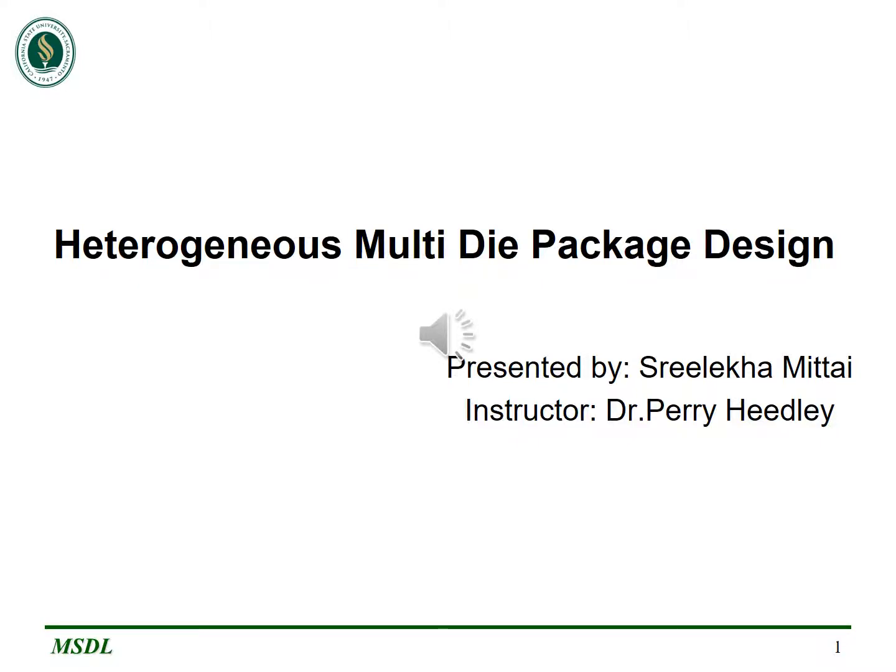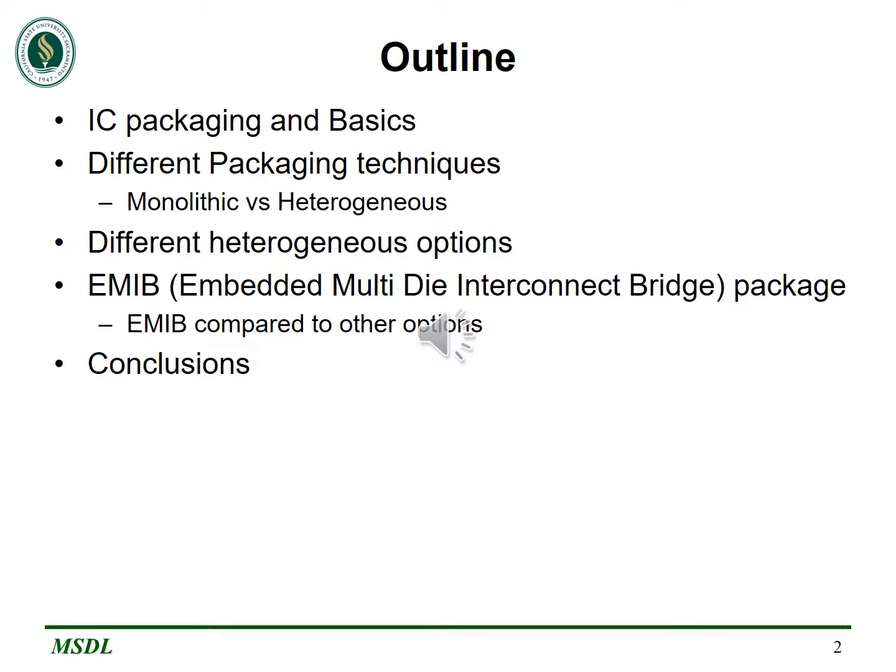Today I will be speaking about heterogeneous multi-type package design. This is a presentation for the EEE 236 class. The topics we're going to discuss are, first, IC packaging and basics; second, different packaging techniques, where we discuss monolithic versus heterogeneous; third, different heterogeneous options; and fourth, EMIB, that is the embedded multi-die interconnect bridge package. We also compare EMIB with other options and then conclude.